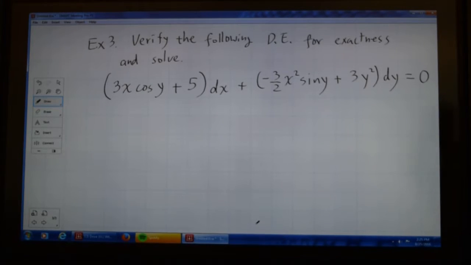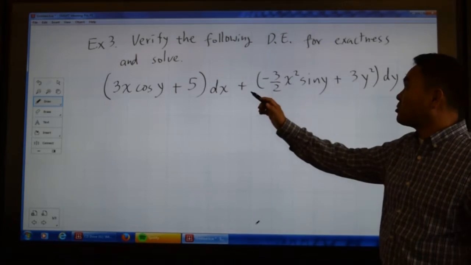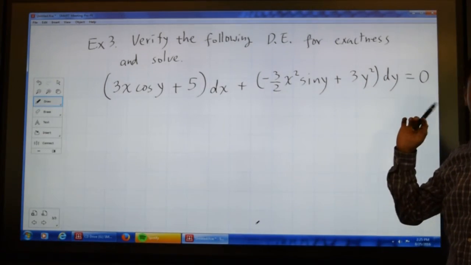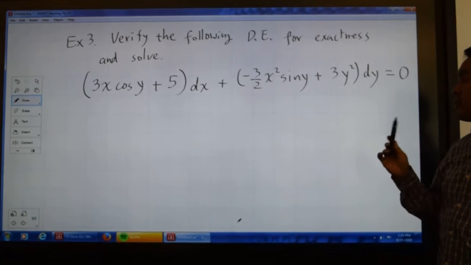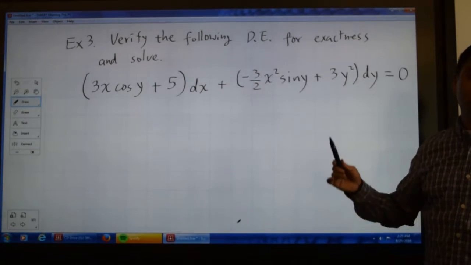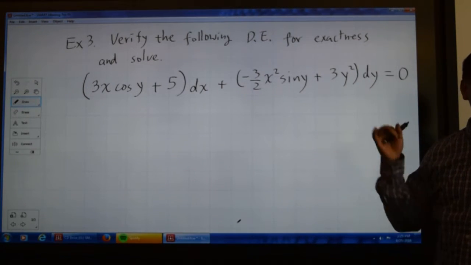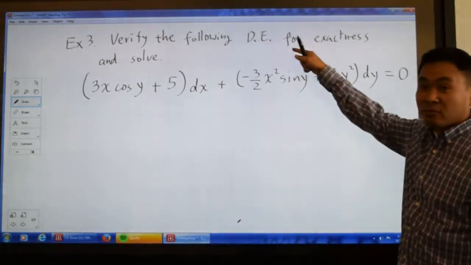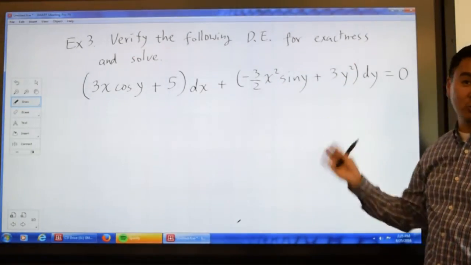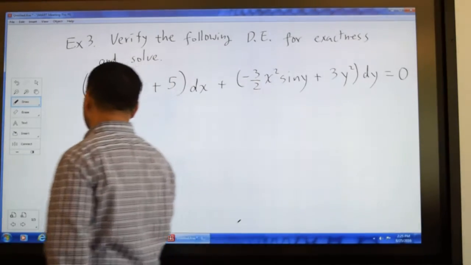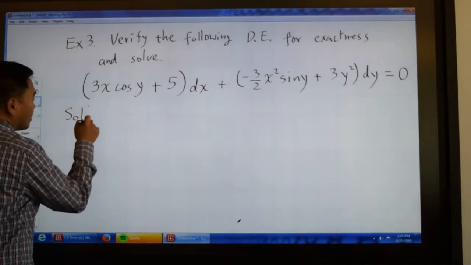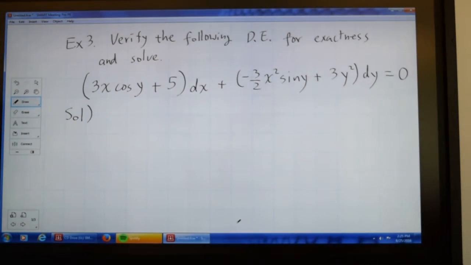All right. Now this time we have a question where I'm asking you to first verify that the differential equation is exact. And then after verifying, you have to solve. So actually the question is asking for two parts. If you forget to do the first one or the second one, you don't get the full credit, okay? Let's solve it. First, how do you solve for exactness?